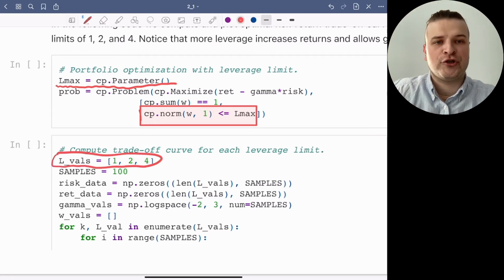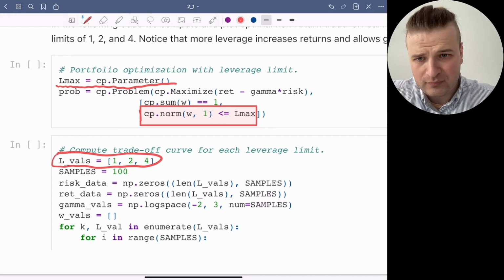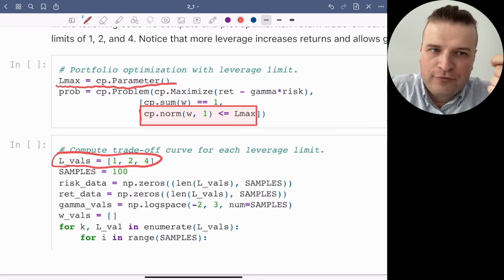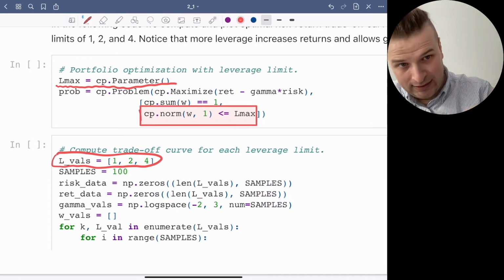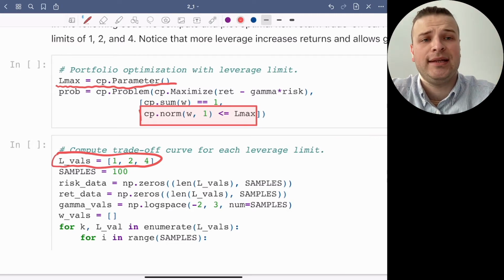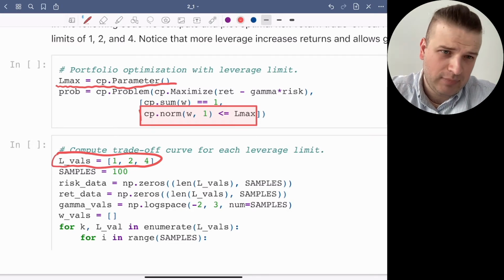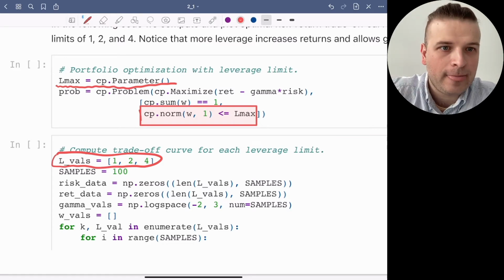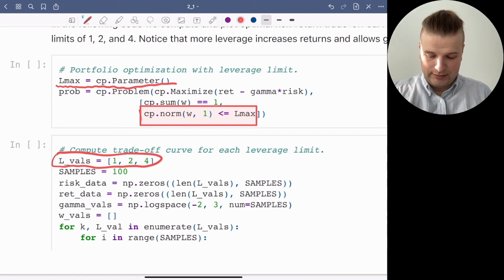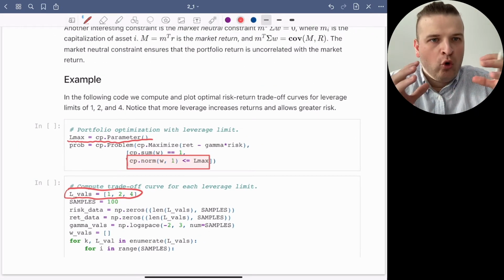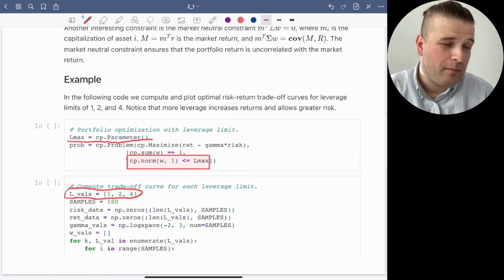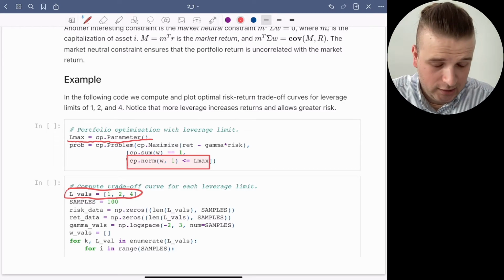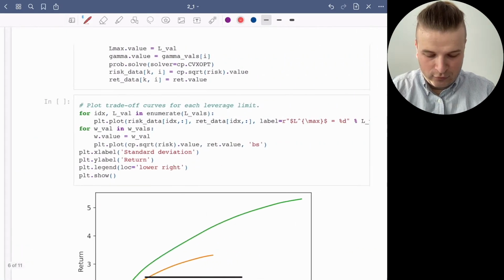Then we'll go through different leverage limits. For example, a leverage limit equal to 1 strictly forbids short positions, right? The short positions are forbidden when L equals 1, but when L equals 2, approximately half of your investment could be borrowed from a broker, and so on. So more leverage means probably higher risk, and we'll take a look at the real world simulation.